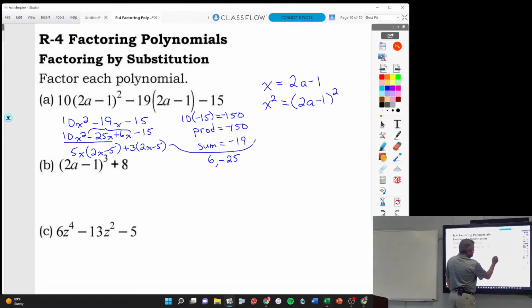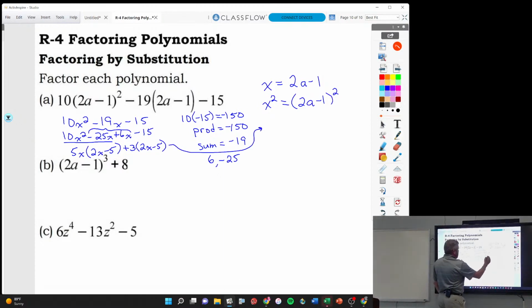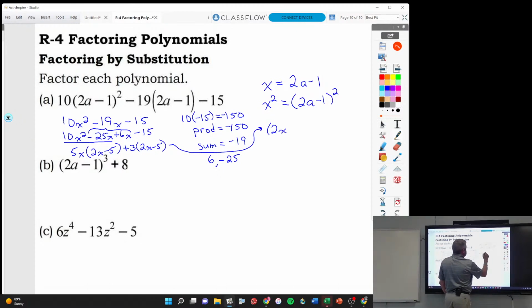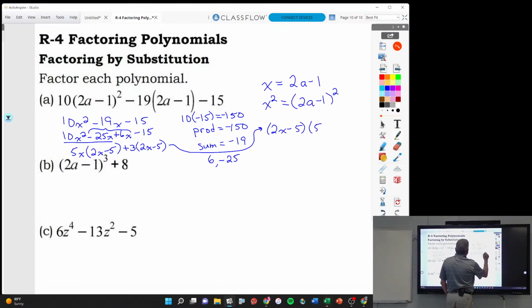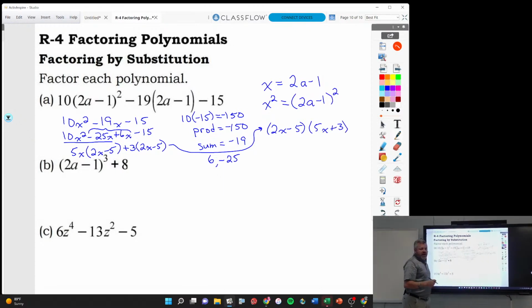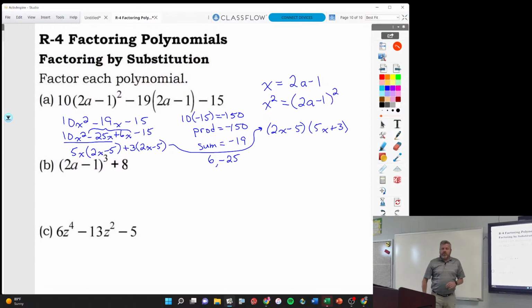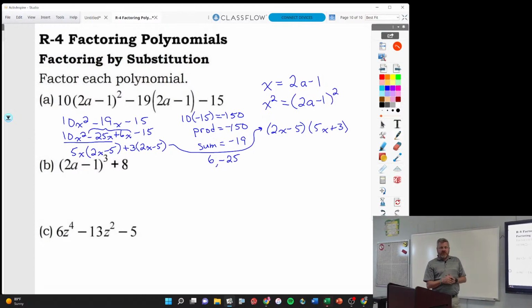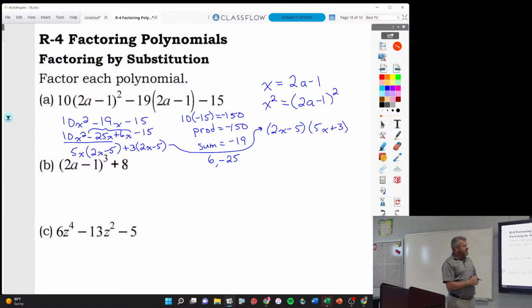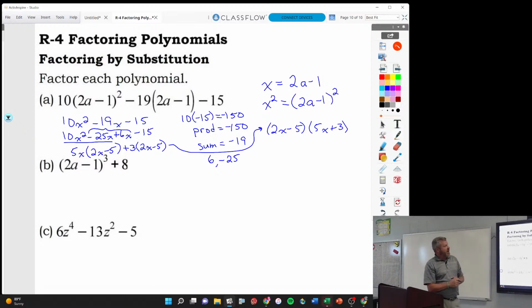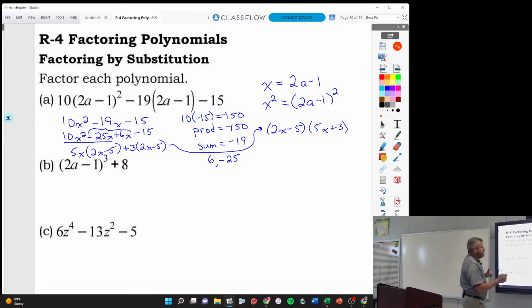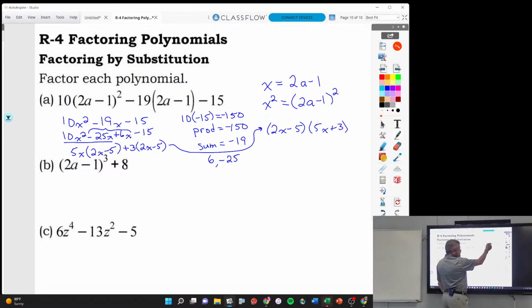Factoring that, bring it over here. I have 2x minus 5 times 5x plus 3. Okay, so I factored that original problem, but instead of 2a minus 1, I factored it in terms of x's. Now that I'm done to this stage, I can't go any further. I have to go back and say, but wait a second, there's no x's in that original problem. So the original problem, x, is really 2a minus 1.